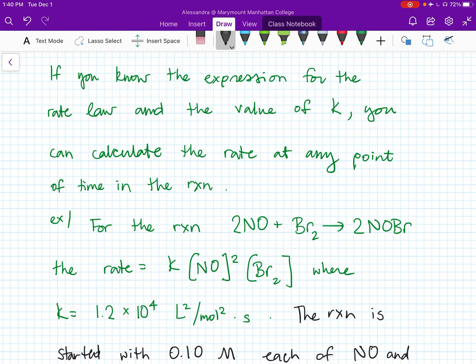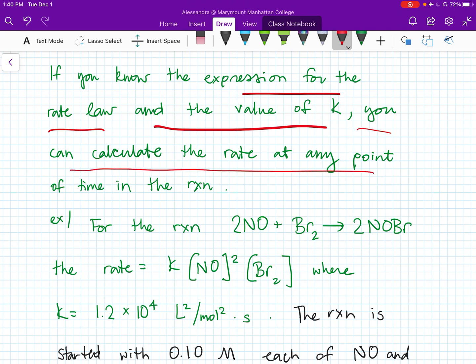So now let's try an example where we use the rate law we determined in the previous video to actually calculate the rate at different time points in the reaction. This can be applied to any rate law problem really, because if you know the expression for the rate law, including the reaction orders, and you know the value of the rate constant K, which you can calculate from the experimental data once you know the rate law, if you know all of these things, you can calculate the rate at any time point in the reaction.